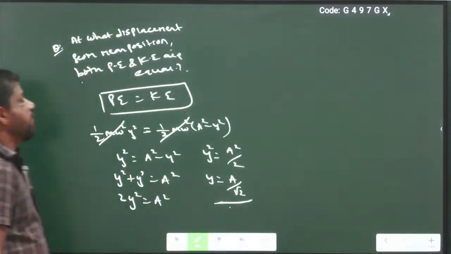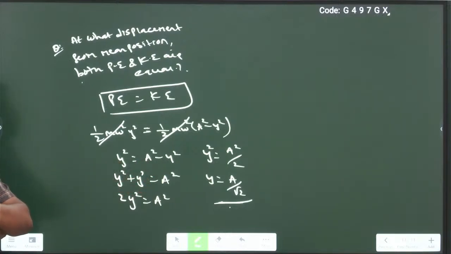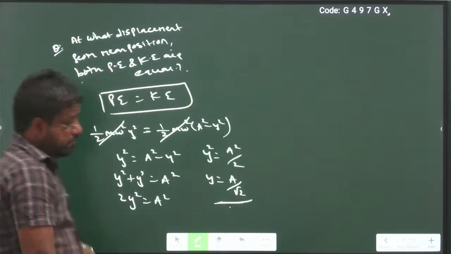So at what displacement from the mean position will there be equal potential and kinetic energy? y is equal to what? a by root 2. At this position, both potential energy and kinetic energy will be equal. At what position? y is equal to a by root 2. Got the clarity? Now, one more question.